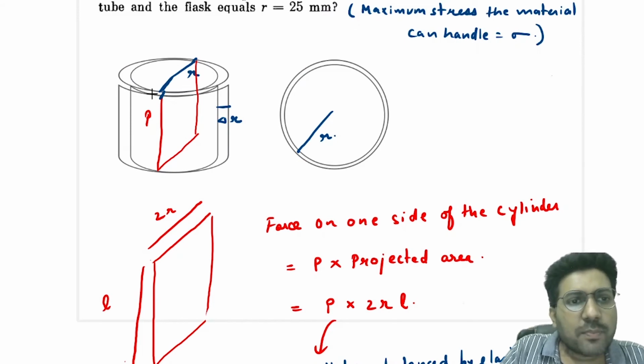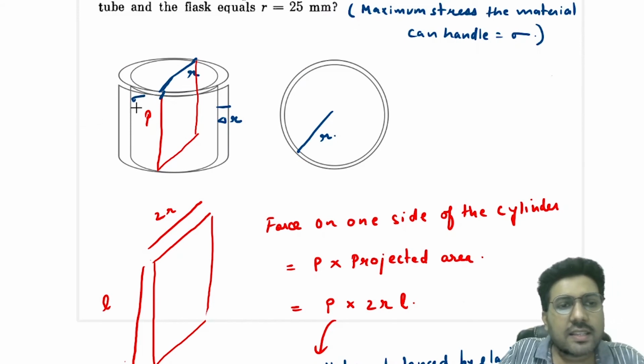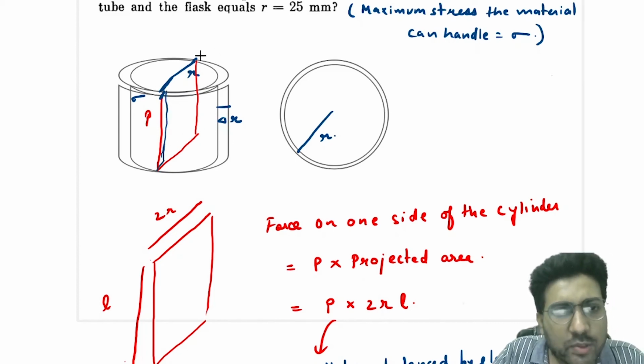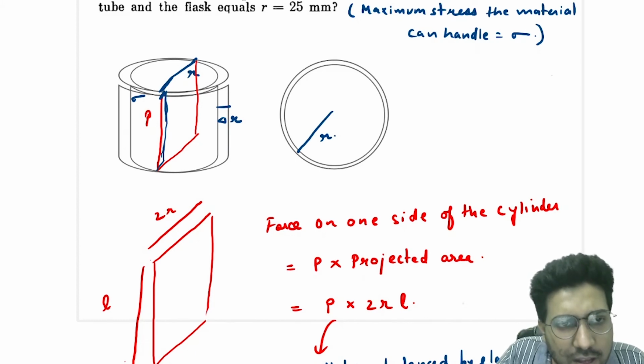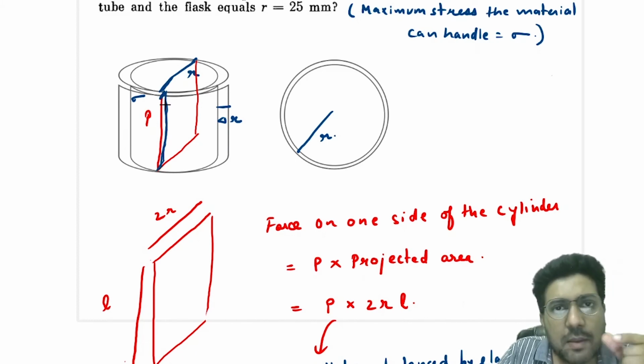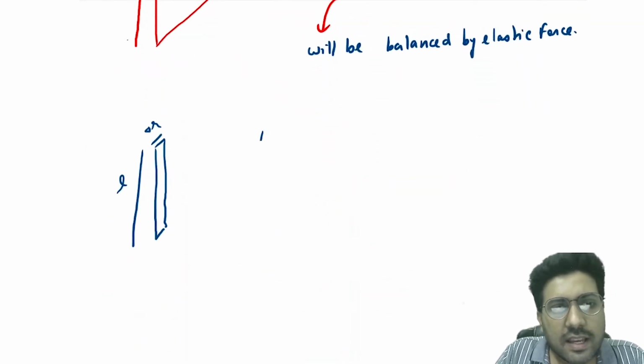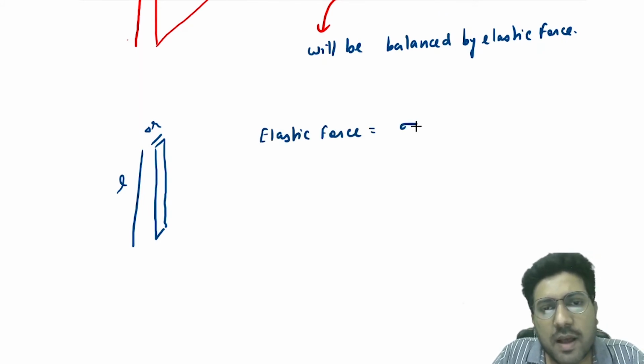Now suppose the breaking stress is sigma. In that case the force here will be how much? Sigma into area. Now area this time will not be the area of the whole projected area. We will take only the area of the cross section of the material. That means you will take L multiplied by delta r. From here also L multiplied by delta r. That means 2L multiplied by delta r. So the elastic force will be equal to sigma multiplied by 2 delta r into L.